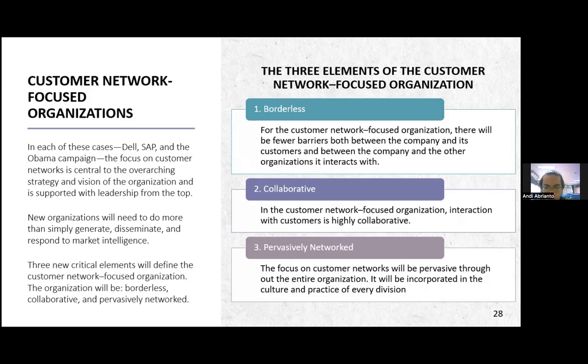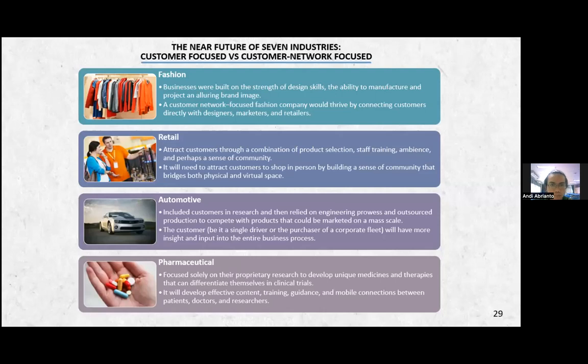The second is collaborative. In the customer network focused organization, interaction with customers is highly collaborative. And the third is pervasively networked. The focus on customer networks will be pervasive throughout the entire organization. It will be incorporated in the culture and practice of every division.